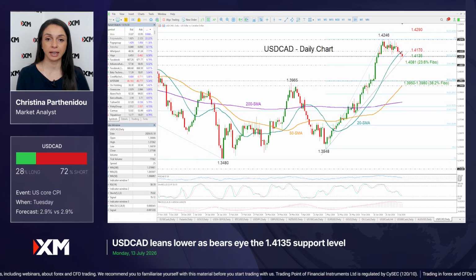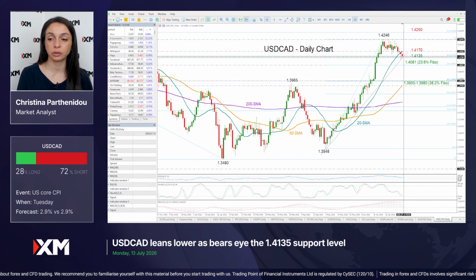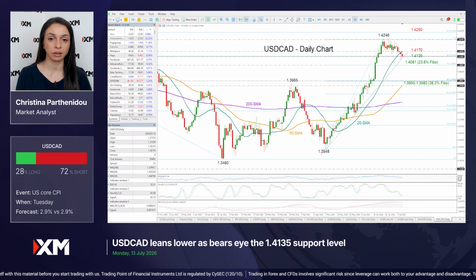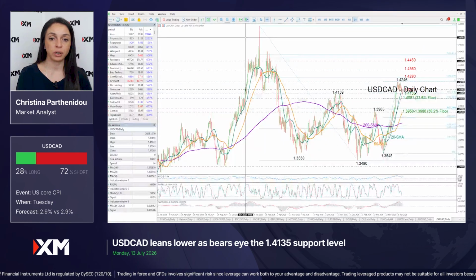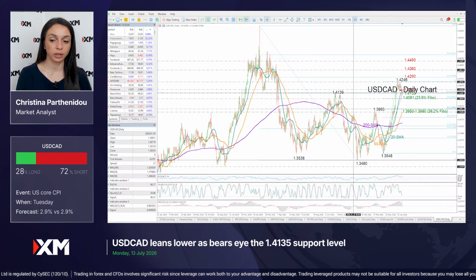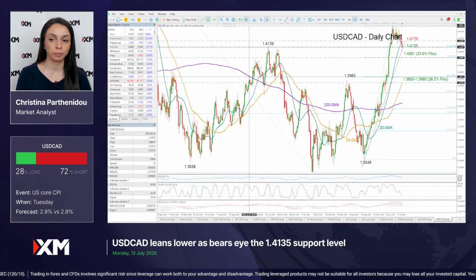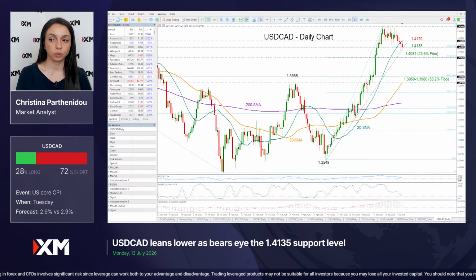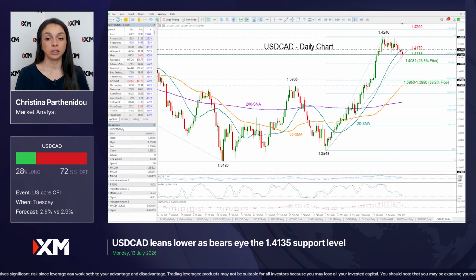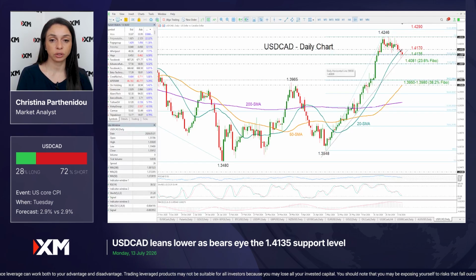So it looks like the short-term outlook is bearish, but of course we need a confirmation below the 1.4135 region, where the support trend line is located, as well as the 50% Fibonacci retracement level of the 2025 downtrend. So it will be a critical region to watch ahead of the US CPI data, which comes out on Tuesday.